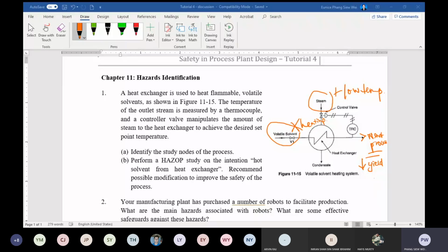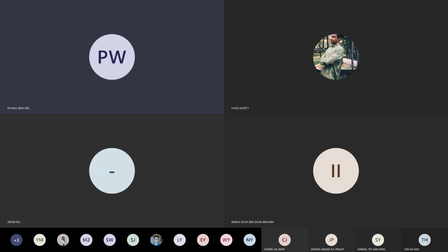You get what I mean here? You get the differences in here? So let me screen on the HAZOP. Okay.